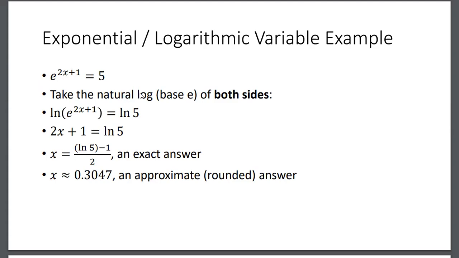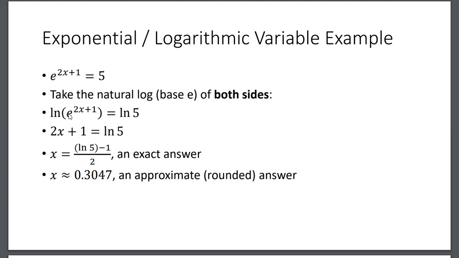Take the natural log, which is a base e logarithm, of both sides. The notation for that is ln. Normally it's log with the base. This would be log little e, but the shorthand notation is ln. So take ln, the natural log, of both sides.